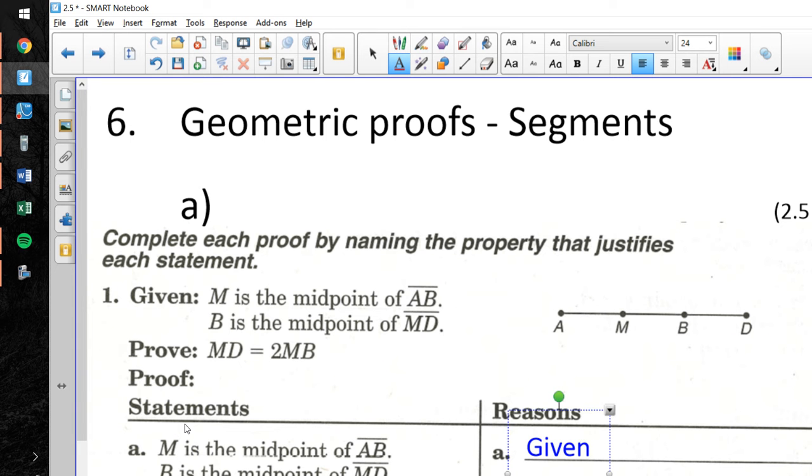So, as is often the case, when we are given a vocabulary term within our given, we're going to use that vocabulary term's definition to explain the next step. So the reason for B is going to be the definition of a midpoint for us.